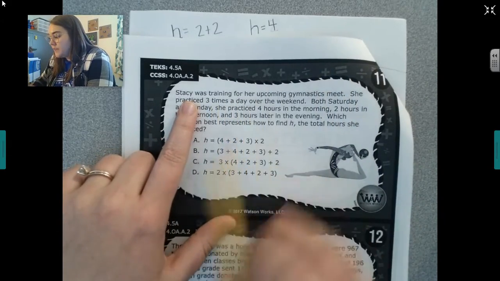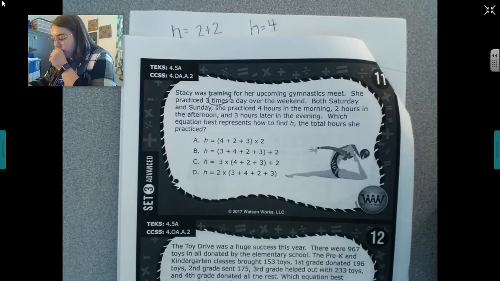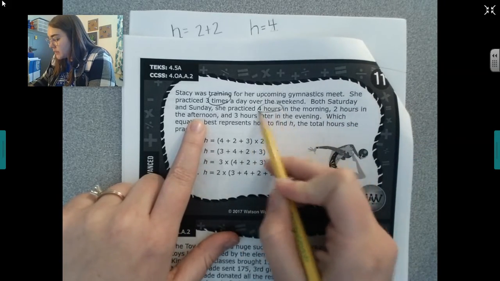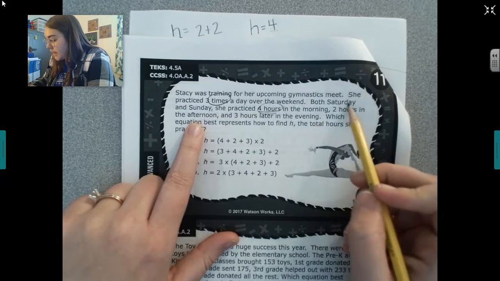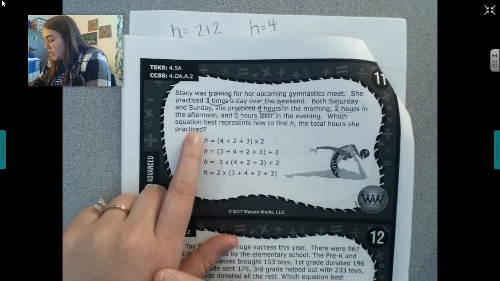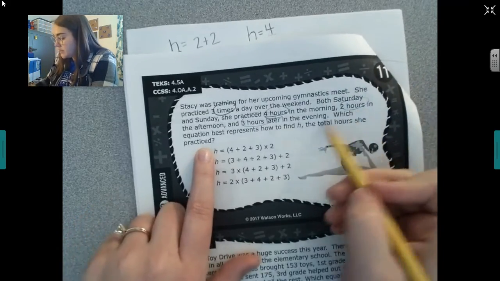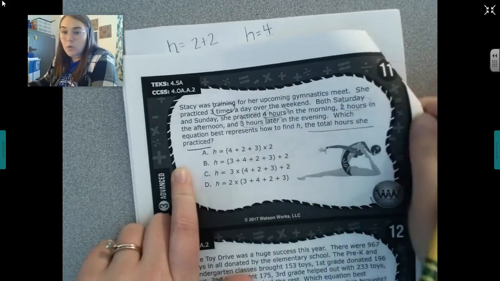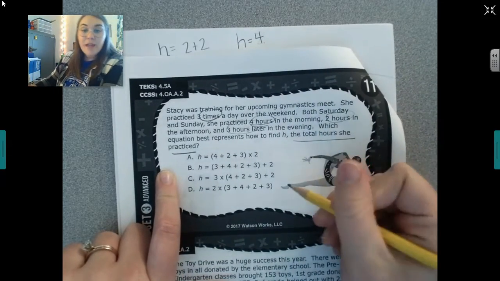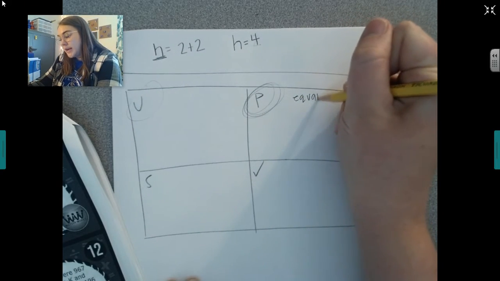Stacy was training for her upcoming gymnastics meet. She practiced 3 times a day over the weekend. Both Saturday and Sunday, she practiced for 4 hours in the morning, 2 hours in the afternoon, and 3 hours later in the evening. Which equation best represents how to find H, the total hours she practiced? So again, it's your plan part. We've got to really think, they want us to plan with an equation. So on your plan, I want you to write equation.